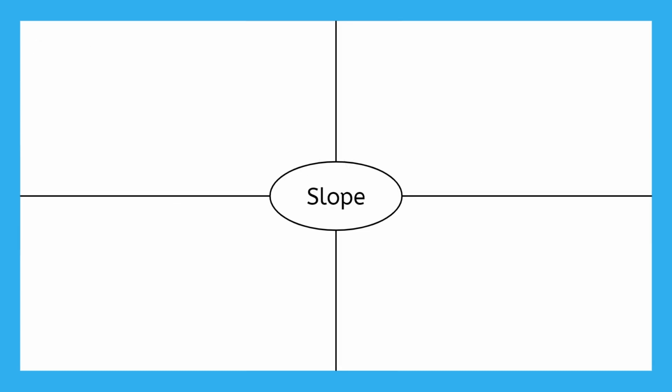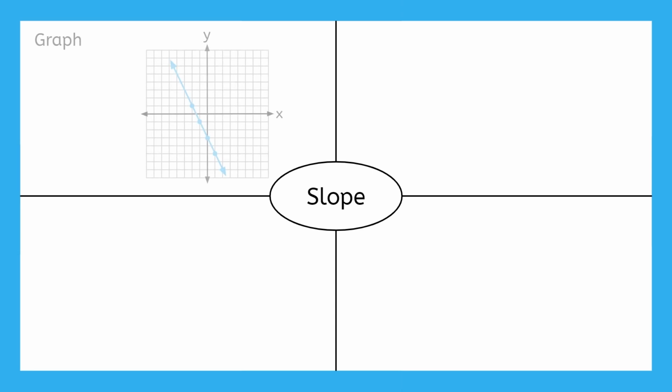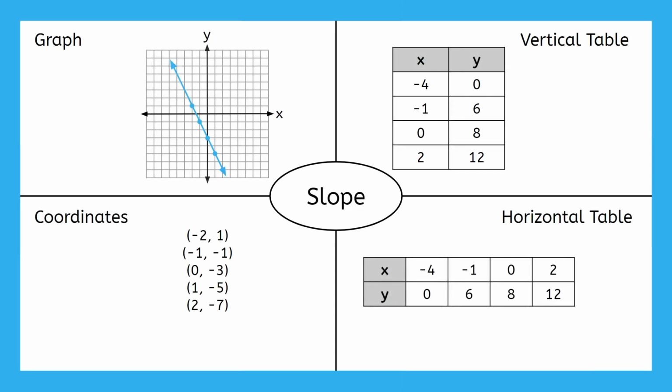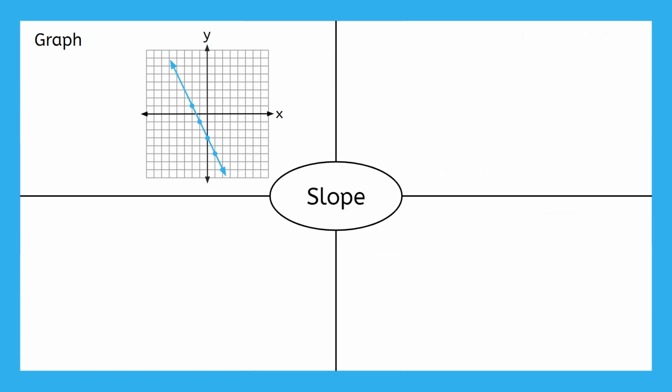If you think about all the ways we can represent functions, there are a bunch. The most common ones you'll see for linear functions are graphs, vertical tables, sets of coordinates, and horizontal tables. We'll be looking at all four of these to see the best way to find the slope within each. Use the organizer in your notes to follow along, and feel free to pause the video anytime you need to. Let's start with graphs. What do you think is the best way to find the slope of a line on a graph?